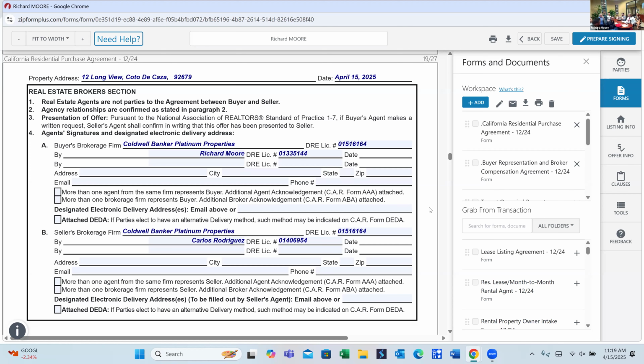And then remember, you must also sign the real estate broker section for confirmation of agency. And that is, once again, required statutory. Yes.